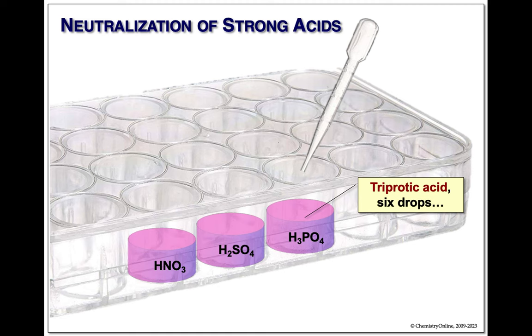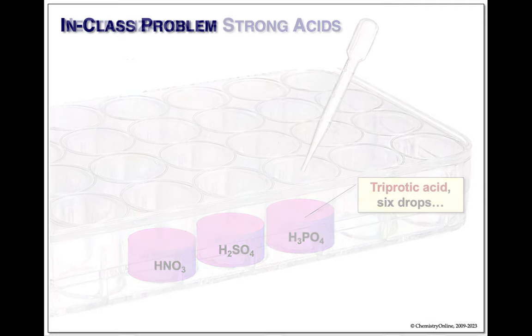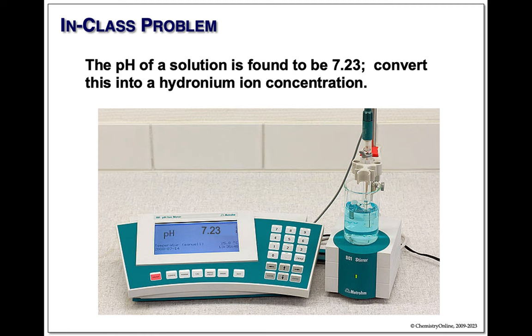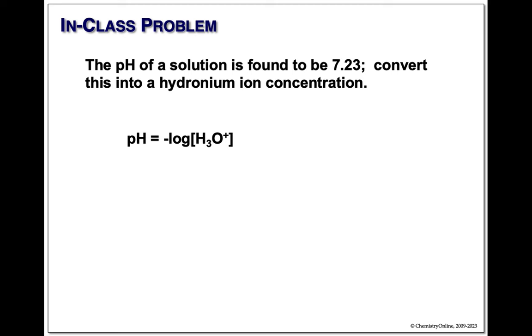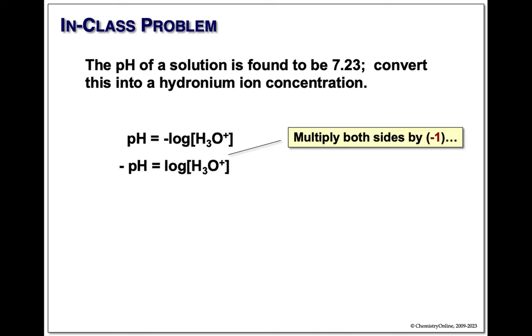All right, well, let's get quantitative. What if I tell you I have a solution and the pH of that solution is 7.23? What is the hydronium ion concentration? That's the question. Well, we know that pH is going to be the negative log of hydronium. First thing I'd like to do, get rid of our negative sign here by multiplying both sides by minus 1. Minus pH equals log hydronium. That's simple.